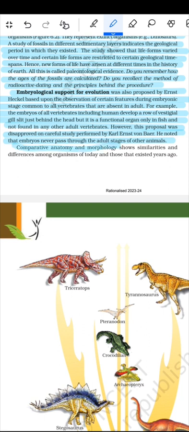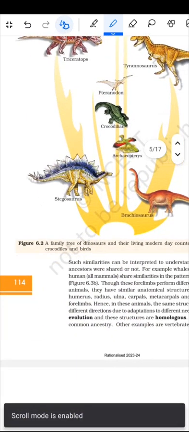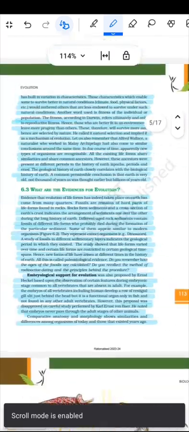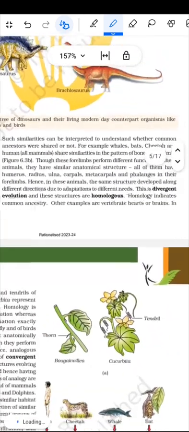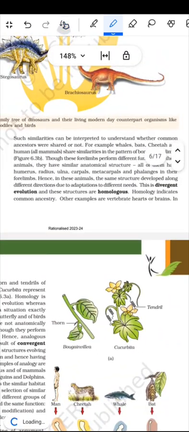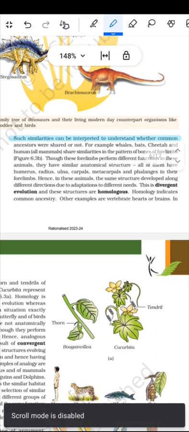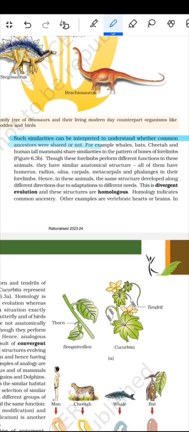Comparative anatomy and morphology show the similarity and the differences among the organisms of today and those that existed years ago. Such similarities can be interpreted to understand whether common ancestors were shared or not.